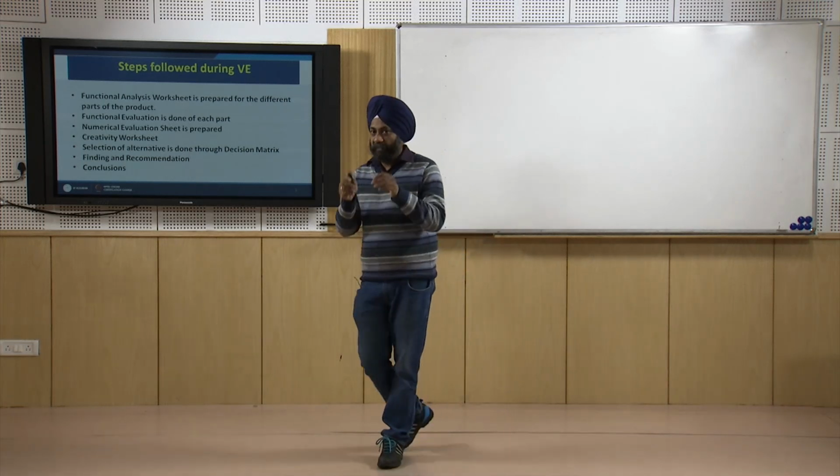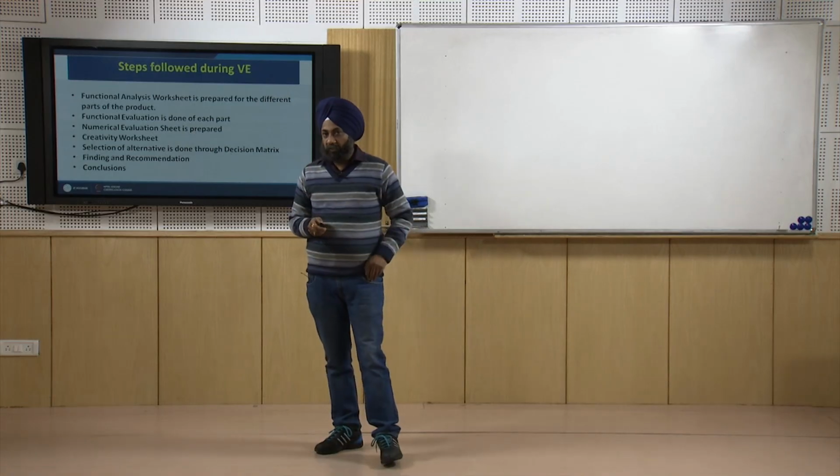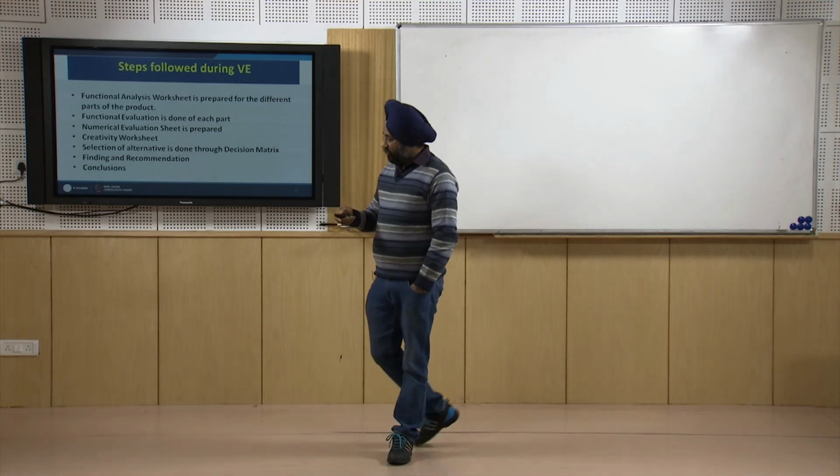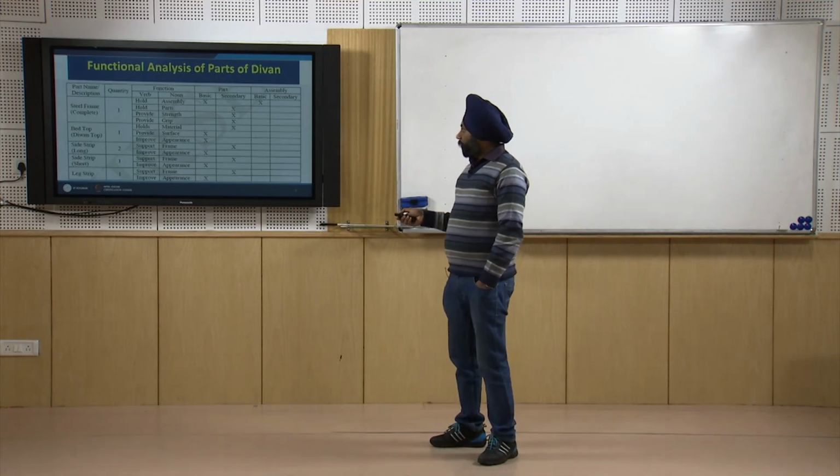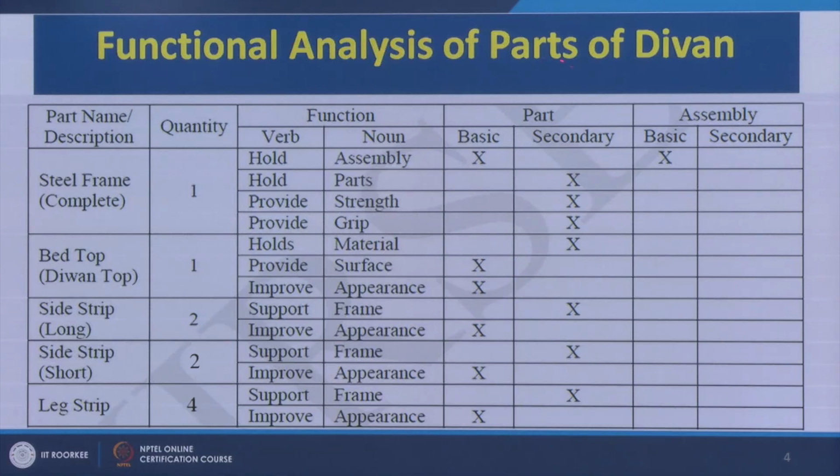So we have to complete this case study in today's session. Therefore I will be slightly fast for today's lecture. So here you can see this is a functional analysis of parts of a Divan. So you can see broadly there are 5 parts. First is the steel frame, the top part, steel frame, that is complete. Then the bed top, also we can call it Divan top, side strip long, side strip short, and leg strip. So there are 5 components that make up the complete Divan.